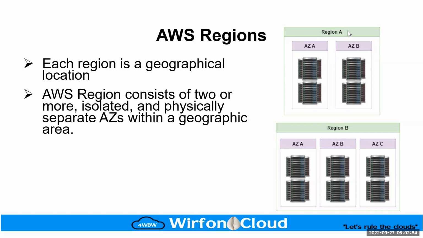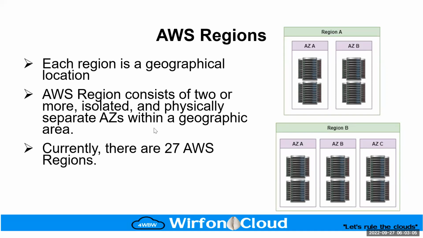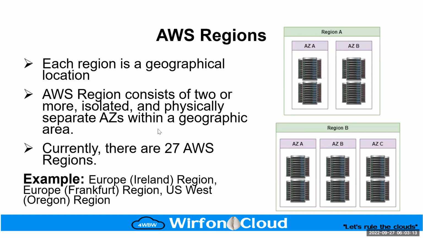So here are the diagrams. This is region A. You see it has two AZs, AZ A and B. Region B could have three AZs, A, B, and C. Currently there are 27 AWS regions. Examples are the Europe or Ireland region, the Frankfurt region, and the US West region.